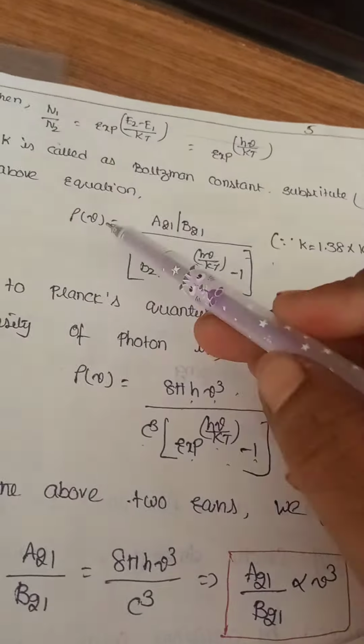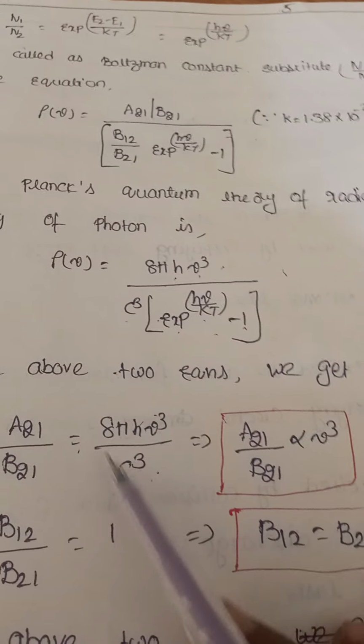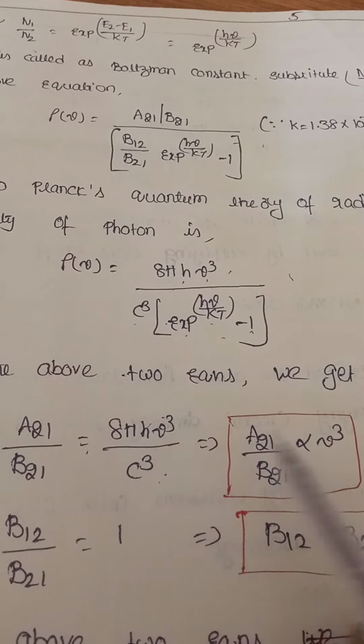So in the place of A21 by B21, here we have 8 pi h nu cube by c cube. In the place of B12 by B21, there is nothing, which means we can write 1. So from this equation we can write A21 by B21 is proportional to the frequency cube, because pi is a constant 3.14, h is Planck's constant 6.626 into 10 power minus 34, and c, the velocity of light, is also constant. These terms are all constants, and the frequency is variable.